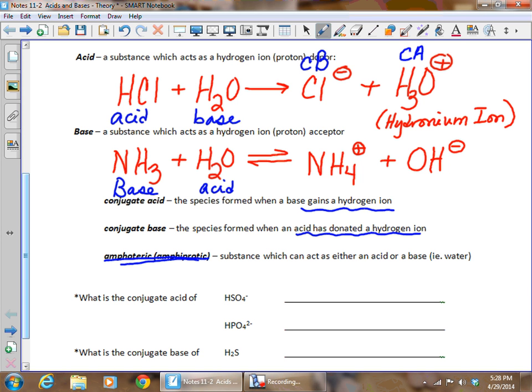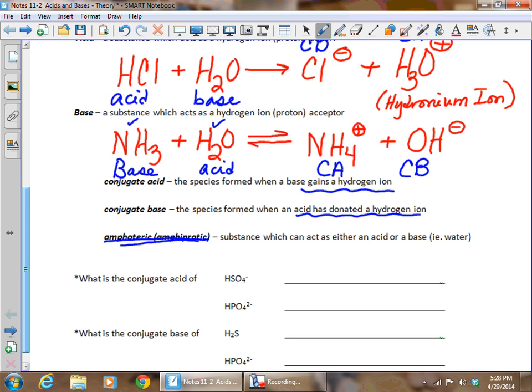So hopefully you did that. And as it said in the definition, the conjugate acid is a base that has gained the hydrogen ion. The base is ammonia. When it gains a hydrogen ion, it forms NH4 plus. So that NH4 plus is going to be our conjugate acid. The conjugate base is a species formed when the acid, water in this case, has donated a hydrogen. And after the water donates a hydrogen, it's going to be OH minus, the conjugate base.